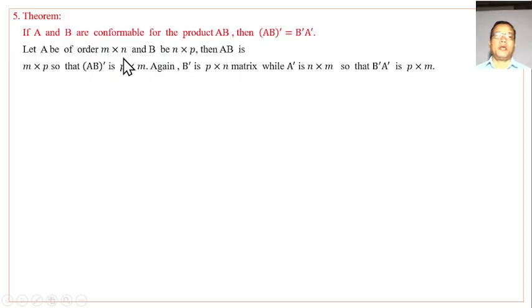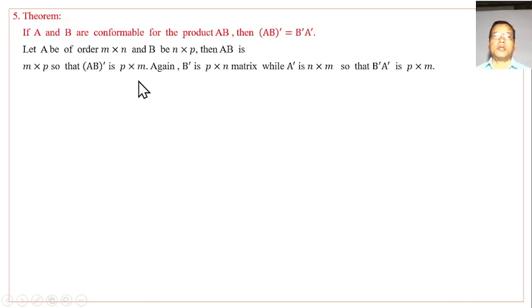A has order m by n and B has order n by p, so the product AB is conformable for multiplication. The product AB is of order m by p, so that (AB) transpose is p by m. Again, B transpose is a p by n matrix, while A transpose is n by m, so that B transpose into A transpose is p by m.